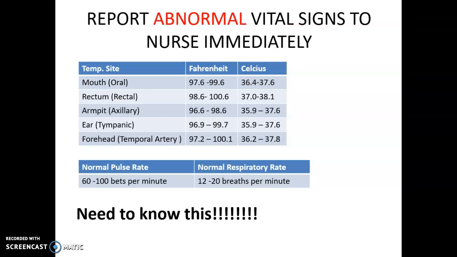This slide shows just your temperatures, your pulse, and your respiration. This is your TPR slide. So we have mouth, which is oral, rectal, axillary, which is your armpit, tympanic, which is your ear, and then temporal artery, which is your forehead. And then there are different levels for each of those. Your pulse is 60 to 100 beats per minute. And respiratory rate, you should have 12 to 20 breaths per minute. For your test, there'll be questions like, which vital sign would you report immediately, so make sure you have a baseline that you know.